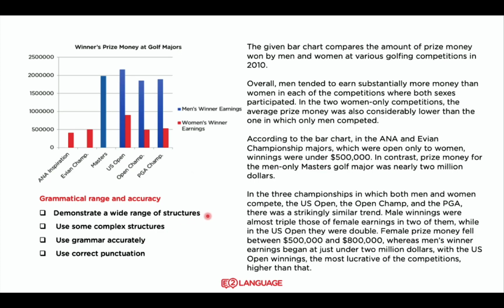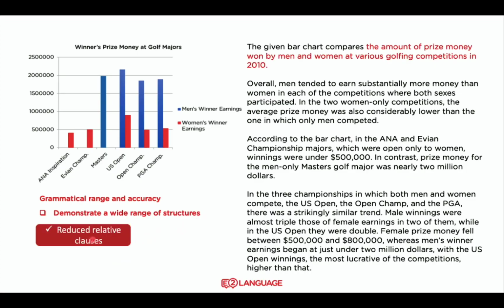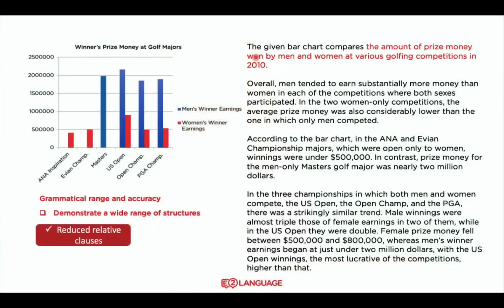Now, range of structures. Have I shown the examiner what I can do? Here are some. So one structure I've used is a reduced relative clause up here. The given bar chart compares the amount of prize money won by, so this is a reduced relative clause. The full relative clause would be the amount of prize money that was won. But you can take out that, take out was. The amount of prize money won by men and women. So that's a reduced relative clause. That's one structure. Comparatives and superlatives, another one. Men tended to earn substantially more money and considerably lower.